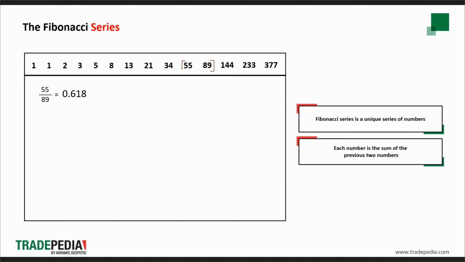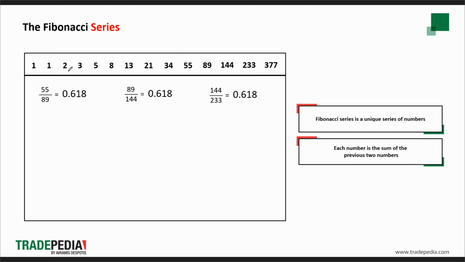What kind of number is that? Well, let's look at the next set of numbers. Let's take 89 divided by 144. The next two numbers, you get 0.6182. And if you take the next two, 144 divided by 233, what do you think you guys will get? By now, you guys are pretty sharp people. You'll probably guess you'll get the same number, 0.618. That is the same ratio that all these numbers are connected by.